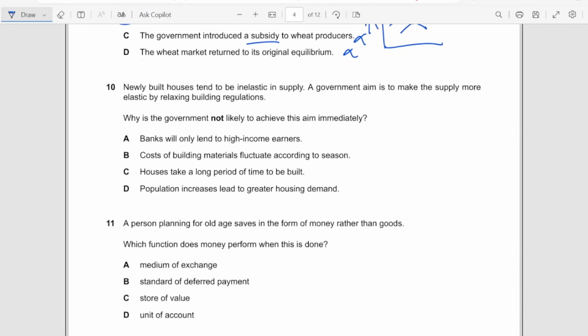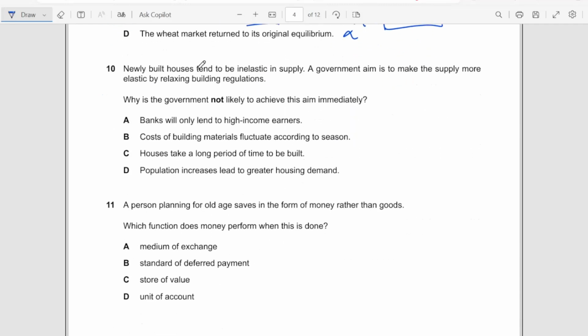Okay, next question. Newly built houses tend to be inelastic in supply. A government aim is to make the supply more elastic by relaxing building regulations. So if there's a relaxation in the building regulation, the supply is going to shift towards the right, is going to increase. But does it make the supply more elastic?